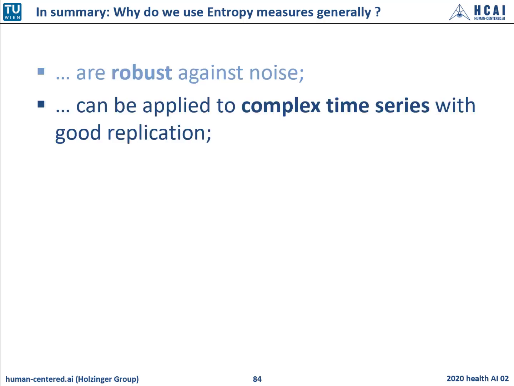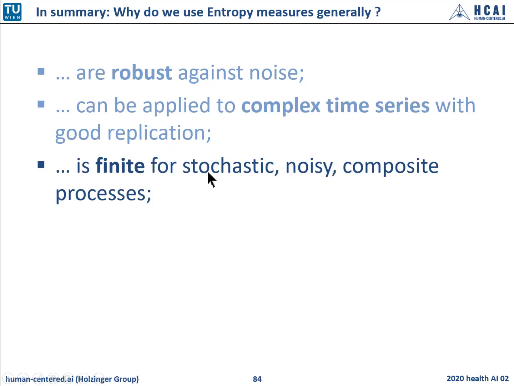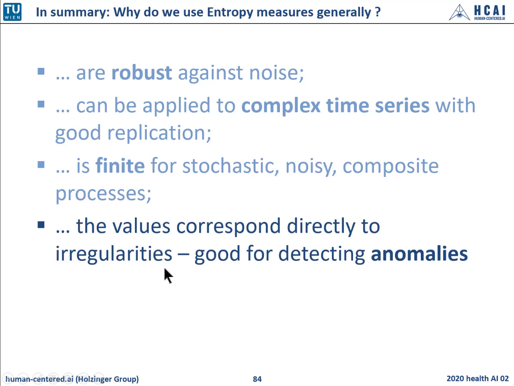Approximate entropy can be applied to complex time series, and time is very important. We have a good replication, and remember, replication is very important. It is finite for stochastic noisy composite processes, and the values correspond directly to irregularities. So this is very good for detecting anomalies, and this is exactly what we often need in the medical domain, to detect anomalies over a large amount of data, where a medical doctor cannot look at a data set of one week to detect one microsecond of an anomaly.